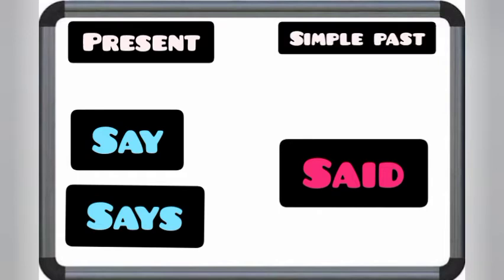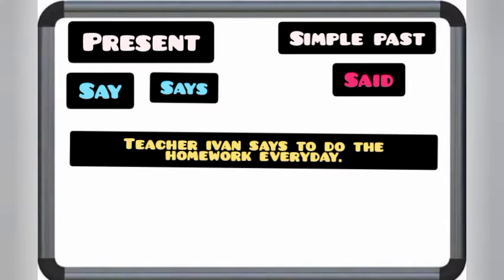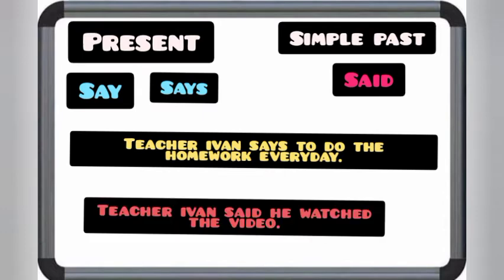For example, Teacher Ivan says to do the homework every day. This is a recommendation. It's in the past, it's in the present, and it's in the future. You say, Teacher Ivan said he watched the video. This is an action I said in the past.